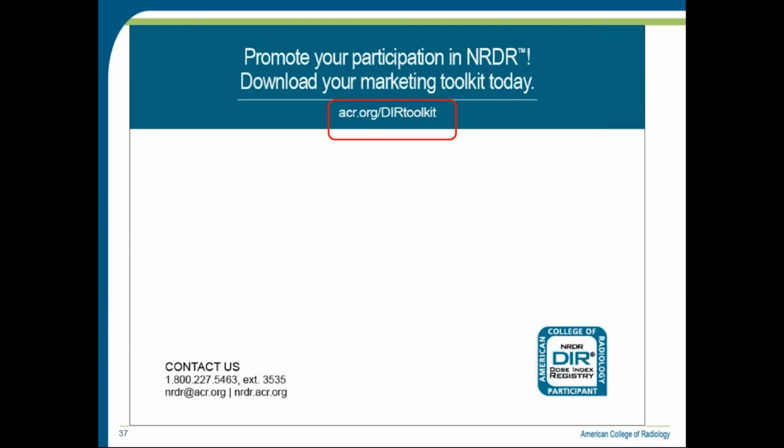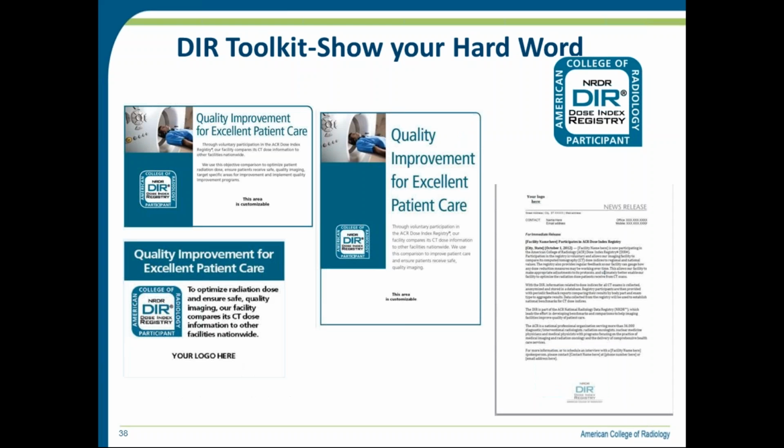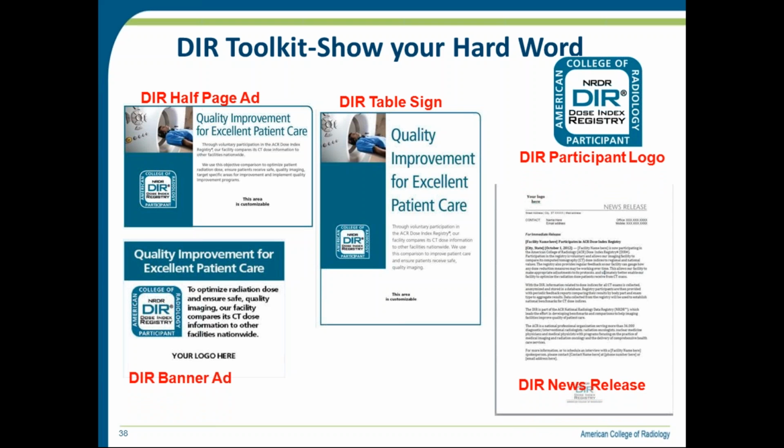At the end, I want to mention that there is a toolkit. If you go to www.acr.org/DIR toolkit, you will be able to see many marketing toolkits that you can customize and show your participation and hard work to your customers. There are a DIR half page ad, DIR table sign, banner ad, news release, and participation logo. All these are customizable. If you need any help, please reach out to us. We will be more than happy to help you.